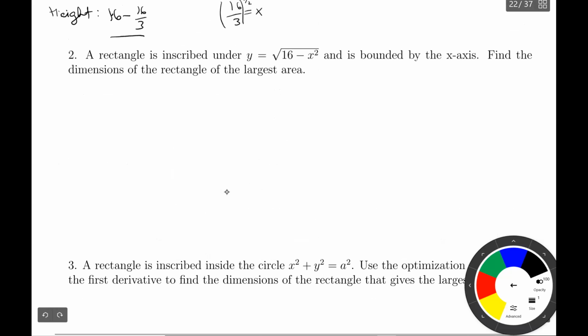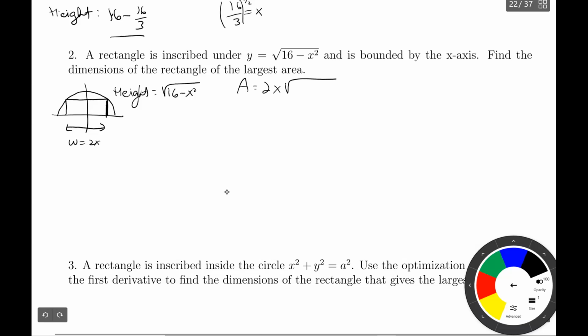So now I'm going to have a harder one here because I've got it underneath this half circle. So it's going to be very similar, just the algebra is going to be a little more challenging. So the width again is 2x. The height is this y value. So this is going to be the square root of 16 minus x squared. So the area will be 2x times the square root of 16 minus x squared.